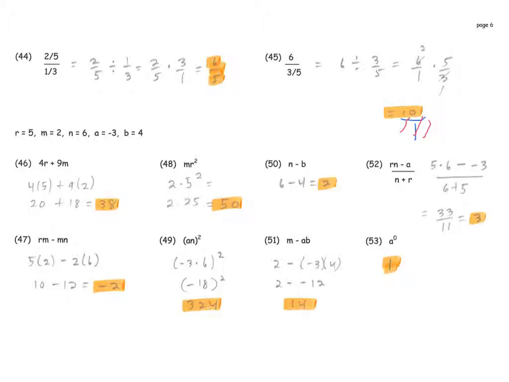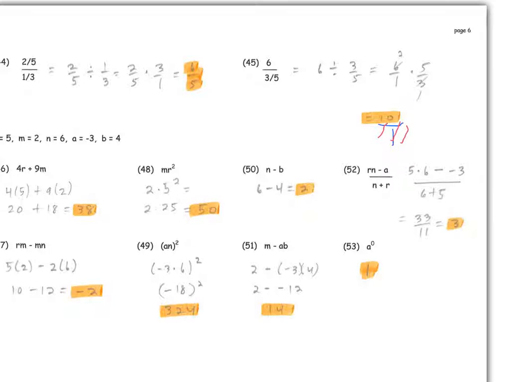N take away B was just 6 take away 4, and that was 2. Here I did R times N. That gave me 30. Then I did take away minus 3. And again, minus made a plus. Minus made a plus. So the top became 33. The bottom became 11. And 33 divided by 11 is 3.